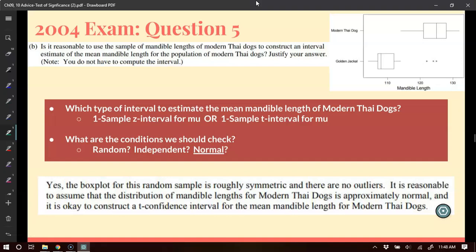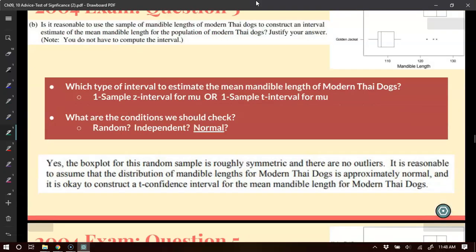Now it's the normal one. You see I have the underline. That's the one that they're trying to address. If you look at the box plot for this sample, it's roughly symmetric. There are no outliers. So it is reasonable that the distribution of mandible lengths for modern Thai dogs is approximately normal. And it's okay to construct a T confidence interval. Remember, t-tests are robust in certain situations for it. So part B is looking at that, about the normal, can we approximate normality with a t-confidence interval based off the box plot from part A for modern Thai dogs.